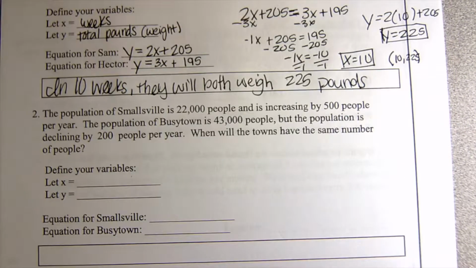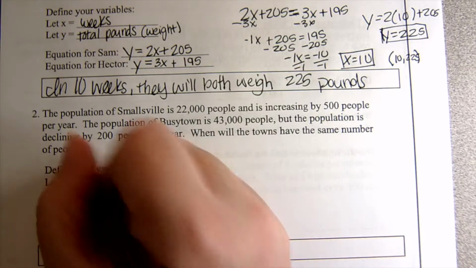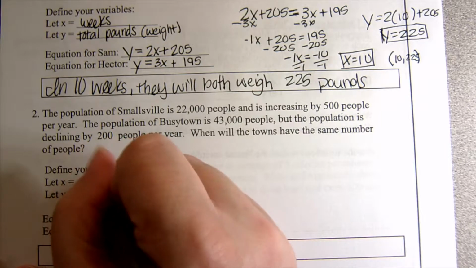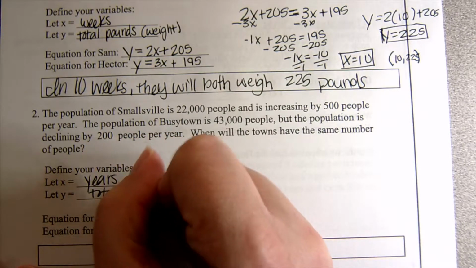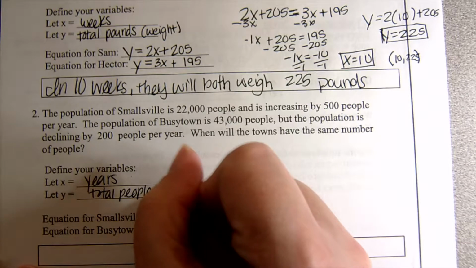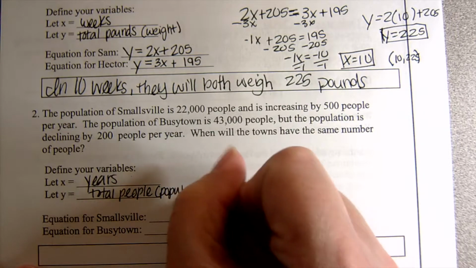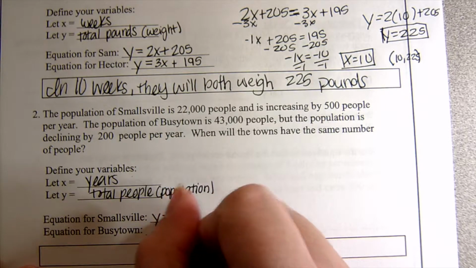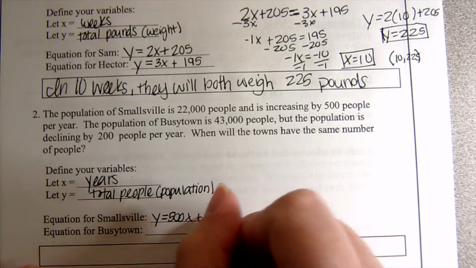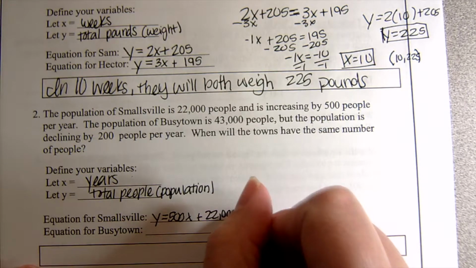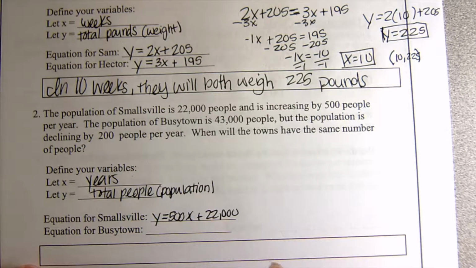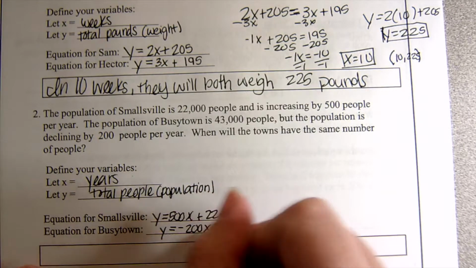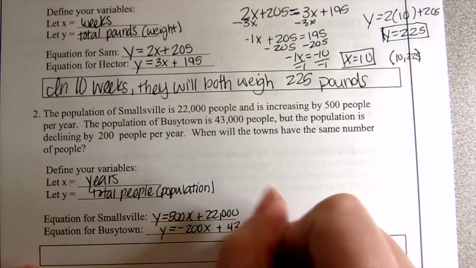Number 2, what does x stand for? Years. What does y stand for? The total people, the population. And what is the equation for Smallsville? y equals 500x plus 22,000. And what about Busytown? y equals negative 200x plus 43,000.